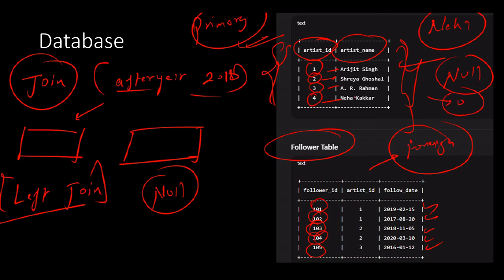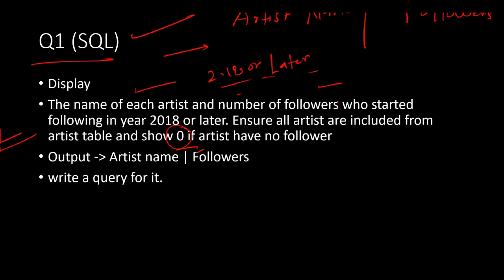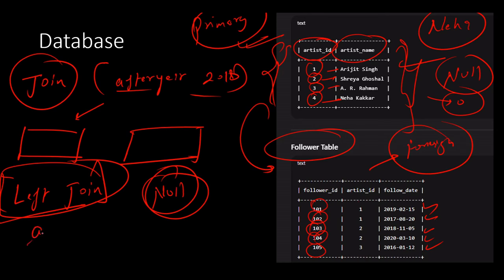So what are some common points which we got? We need to join both tables, we need to use the left join, and null values we need to replace by 0. We need to count all the followers who followed after 2018. And as they mentioned, number of followers we need to display, that's why we will use the aggregate function count.